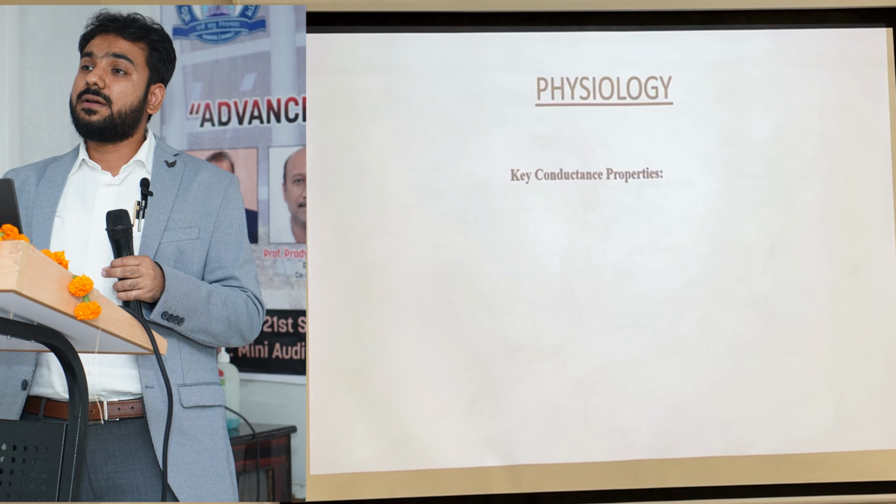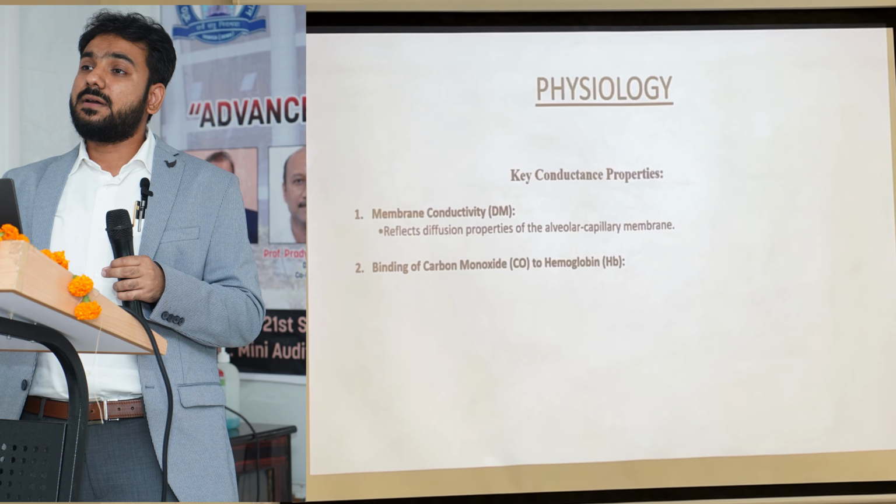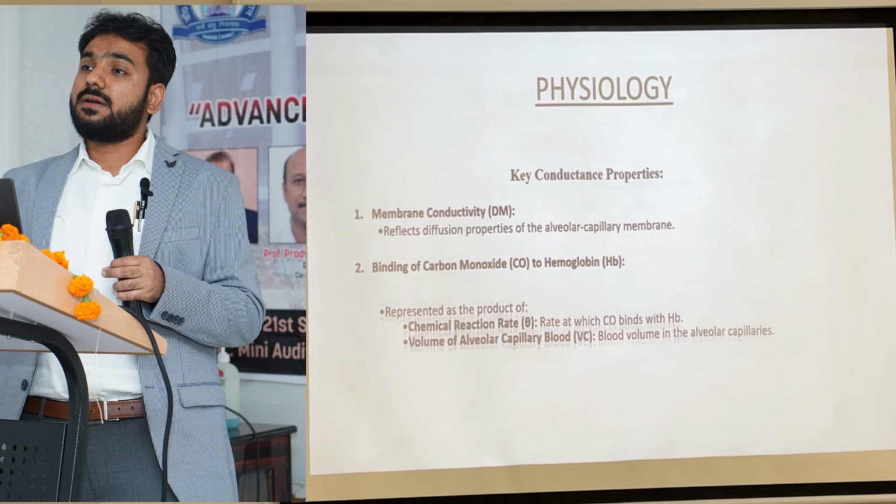Now we have understood this complex procedure. To simplify this procedure, we can summarize it into two key concepts. One of them is membrane conductivity, that is the whole transfer that is taking place right up to the hemoglobin, and the second will be the binding of CO to hemoglobin. These are the two factors which are ultimately deciding what the DLCO results will look like. So what is membrane conductivity? It reflects the diffusion properties of the alveolar capillary erythrocyte membrane, and the second is binding of CO to hemoglobin.